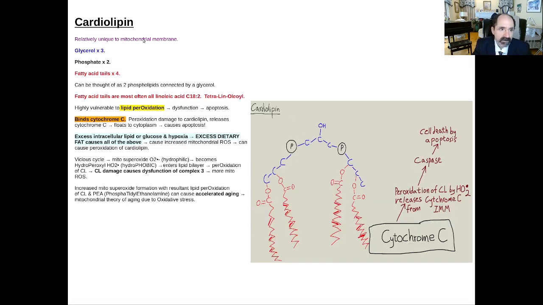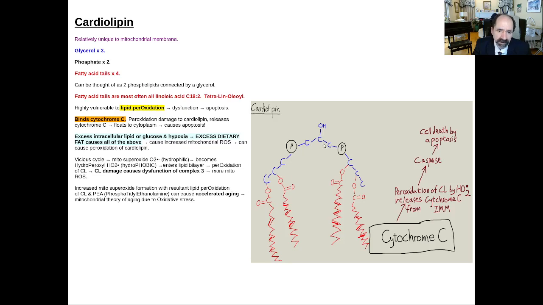Okay, so here's how it's spelled: cardiolipin. And again, it's relatively unique to the mitochondrial membrane. It has 3 glycerols in it. So glycerol is like propane triol, a 3-carbon molecule, and a typical phospholipid would be like what we see here on one side: the 3 carbons of glycerol attached to a phosphate, and then 2 fatty acid tails. That's your typical phospholipid. What's unique about cardiolipin is there's another glycerol stuck right here in the middle, and it attaches it to another phospholipid. So it's really like 2 phospholipids stuck together by a glycerol in the middle.